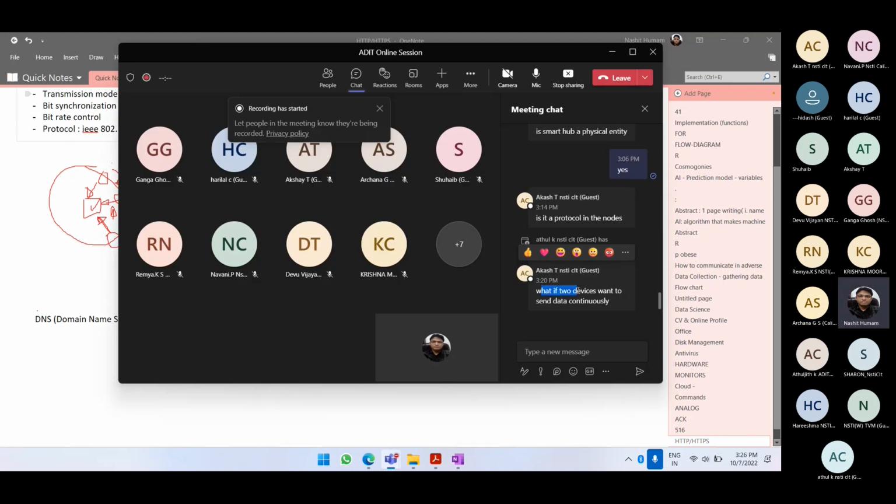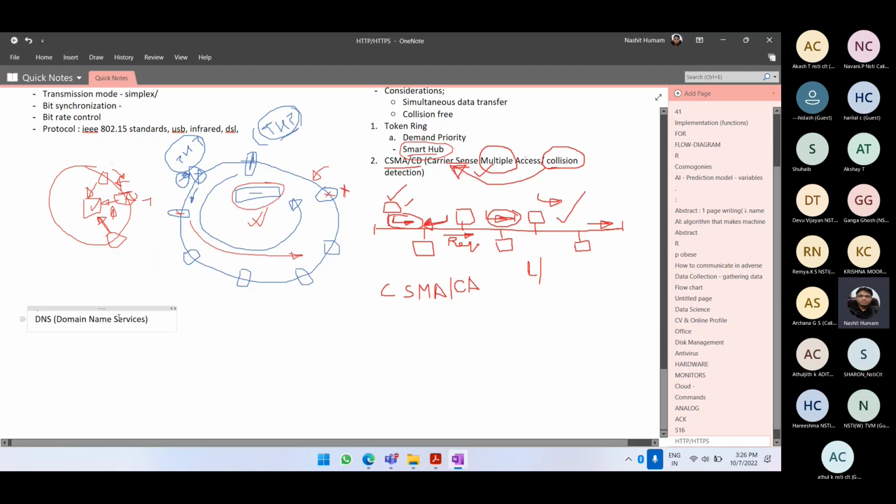I hope you have answered that in CSMA CA or CD, no two devices can ever send at the same time. So, what do you think this DNS is?